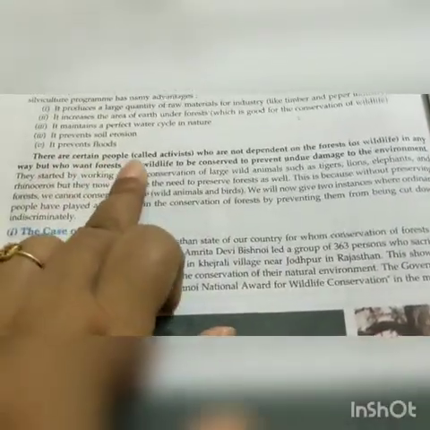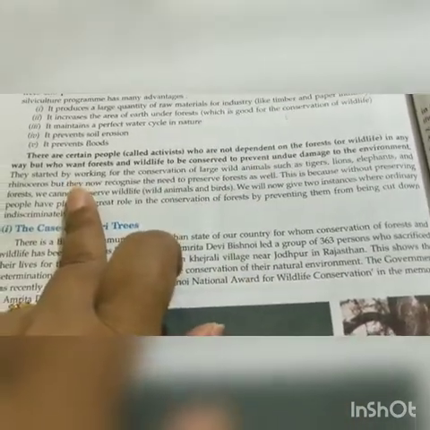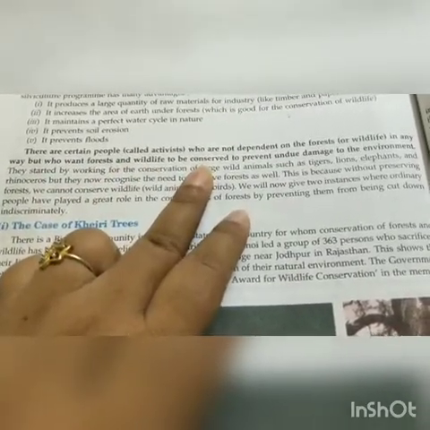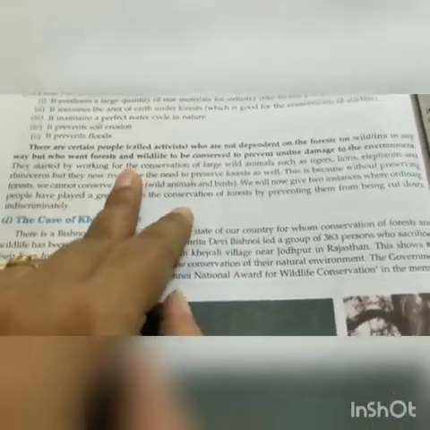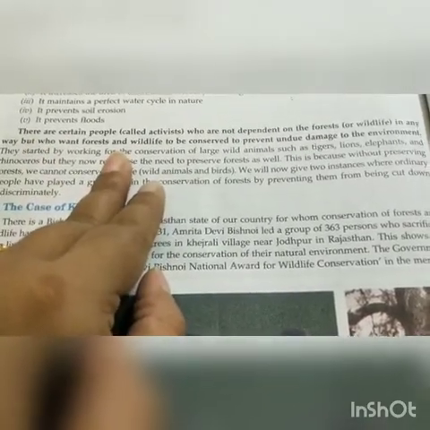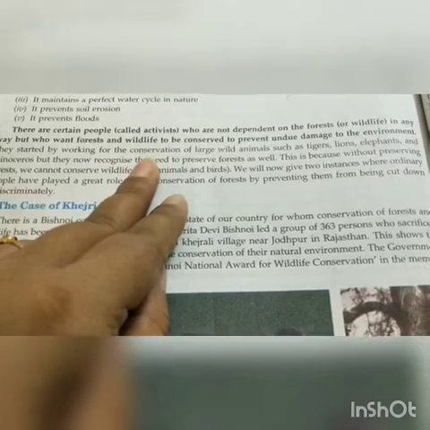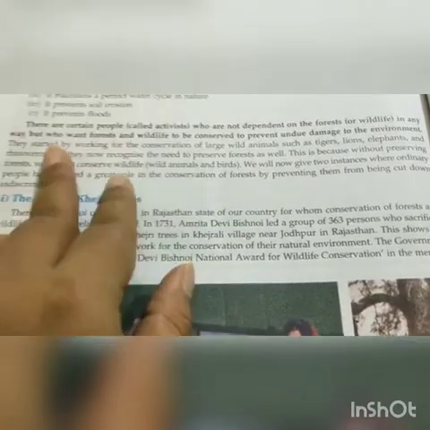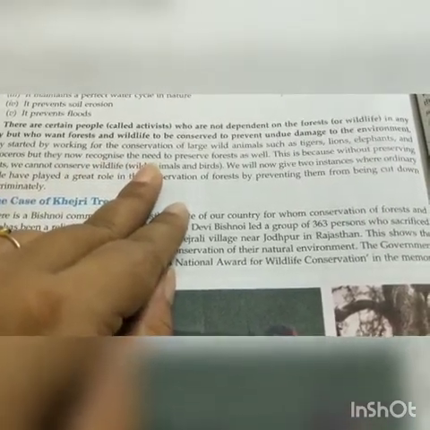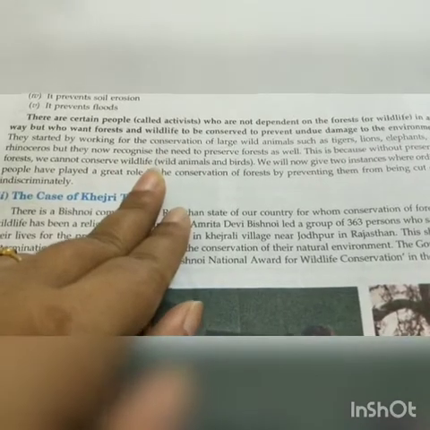Now, there are certain people called activists who are not dependent on the forest in any way, but who want forest and wildlife to be conserved to prevent undue damage to the environment. They started by working for the conservation of large wild animals such as tiger, lion, elephant and rhinos, but they now recognize the need to preserve forest as well. This is because without preserving forest, we cannot conserve wildlife.